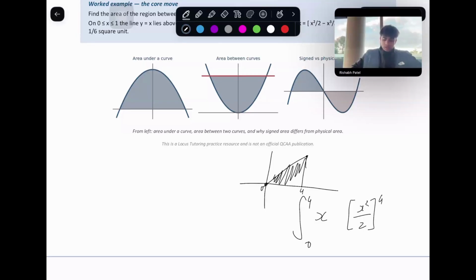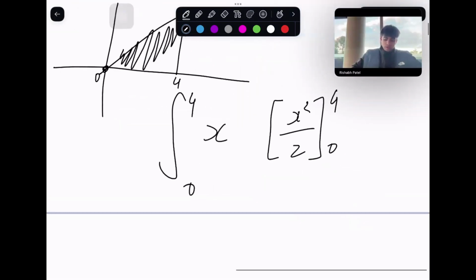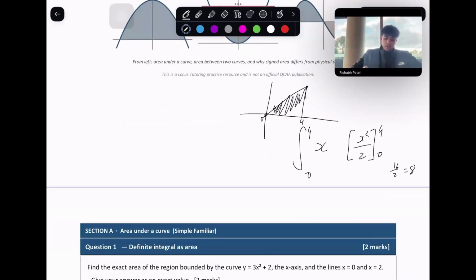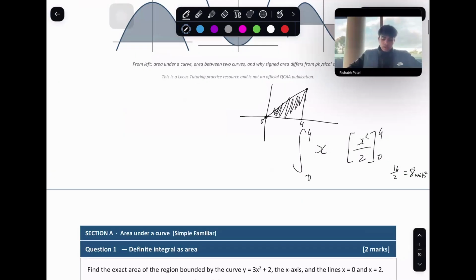then you'd integrate that from 0 to 4. You sub in 4, sub in 0, and you get 16 over 2, which equals 8. And you get an area of 8 units squared. And that's the most basic example of finding area under a curve when it comes to integration.